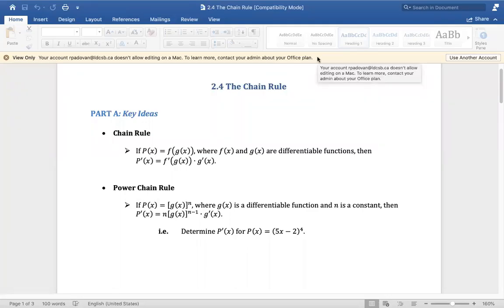Good morning. This next video, we are going to look at another derivative rule called the chain rule, and we're in section 2.4 of the textbook.